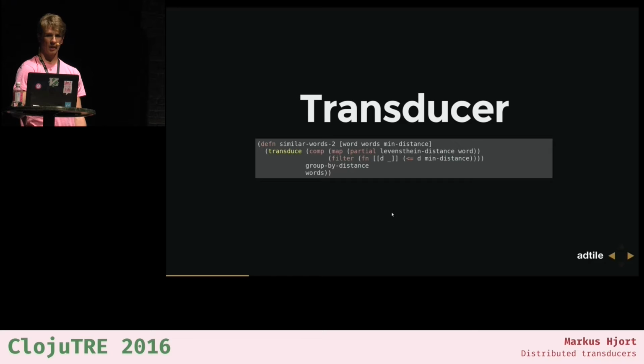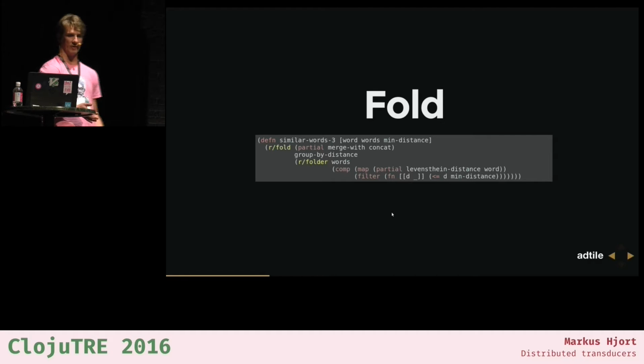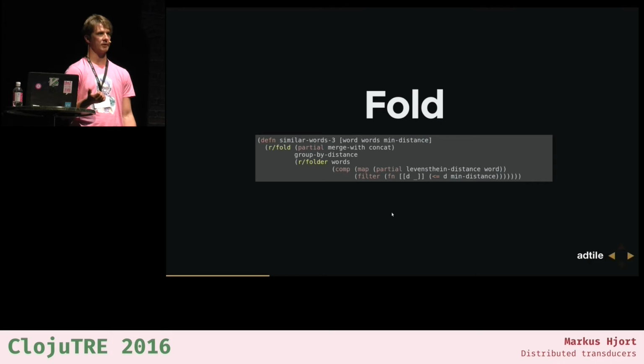Unfortunately, transducers themselves are not run in parallel. So the next step to improve the performance is to try to use the fold from the Clojure core reducers package. The fold can run in parallel. And because it runs in parallel, there's one more thing you need. So the fold will split the input items into chunks, by default 512 items. And then it runs the reduce in parallel with those chunks.